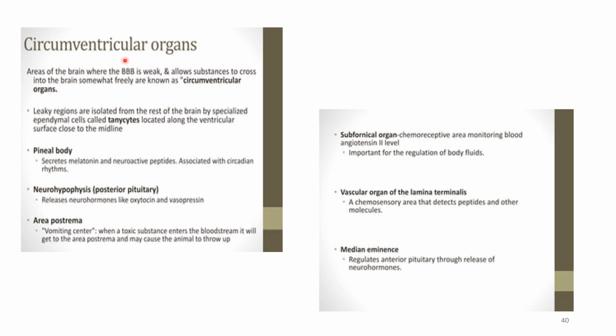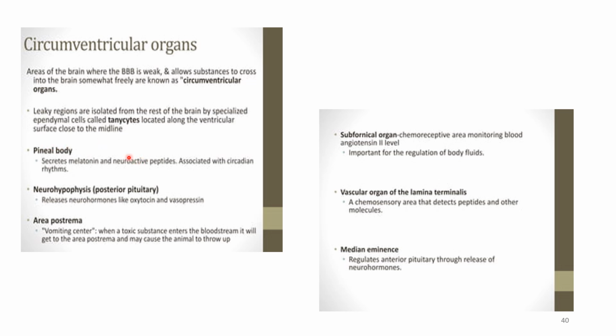Now coming to the circumventricular organs. What are these circumventricular organs? These are the areas of the brain where the blood-brain barrier is weak, and it allows substances to cross into the brain freely. Those organs are called circumventricular organs. So these are the leaky regions. These leaky regions are isolated from the rest of the brain by specialized ependymal cells called tanycytes located along the ventricular surface close to the midline.